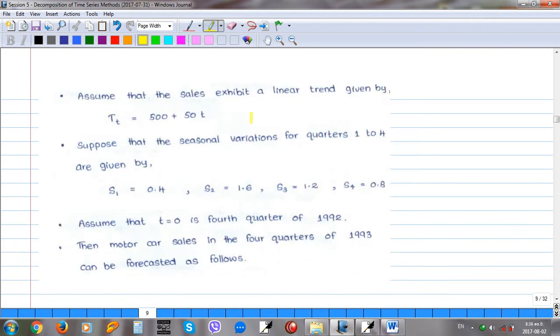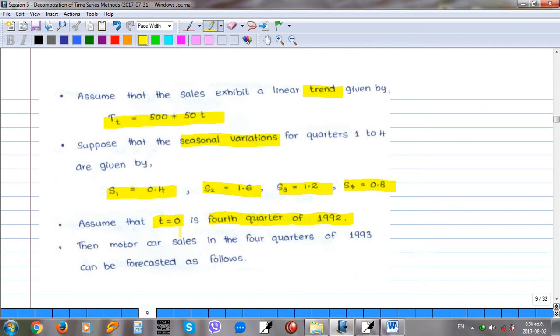Assume that they exhibit a linear trend given by this equation: T equals 500 plus 5t. Suppose that the seasonal variance for quarters 1 to 4 is given by s1 equals this value, s2 equals this value, and s3 and s4 equal those values. Assume that t is equal to 0 for the fourth quarter of 1992.